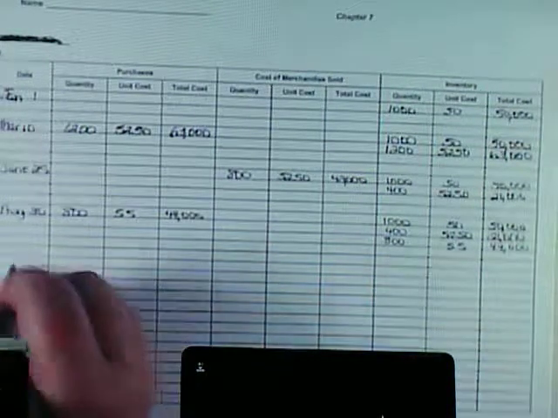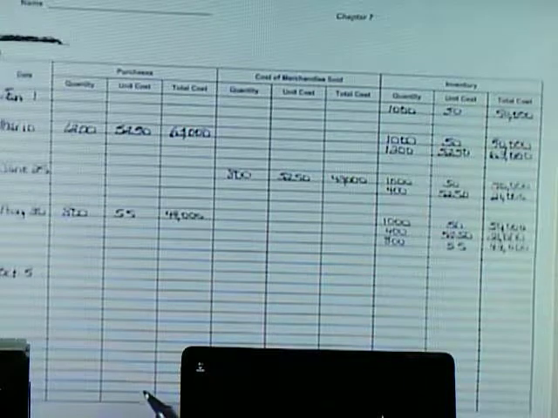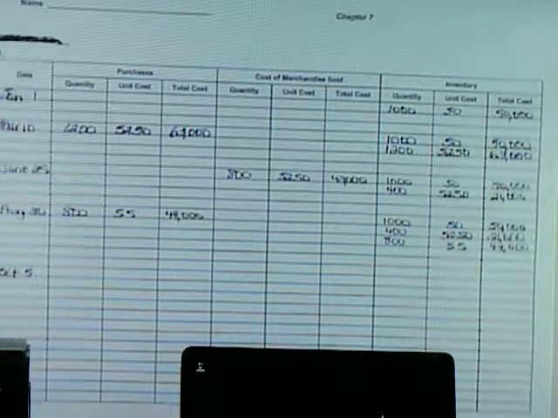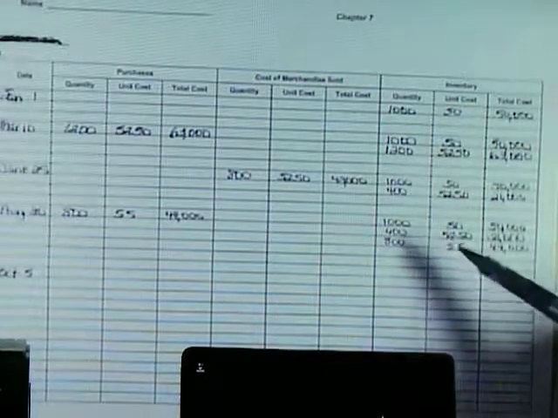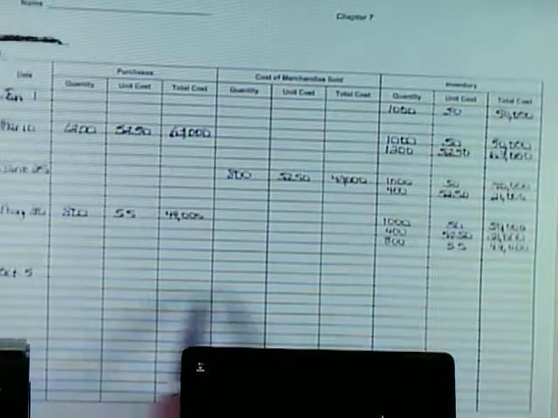So on October 5th, I need to sell 2,000 units. I'm sorry, not 2,000 units. I sold 1,500 units. We're going to sell 1,500 units. But remember, we're going to start backwards. We're going backwards into this. So we're going to start with the 800 units first.